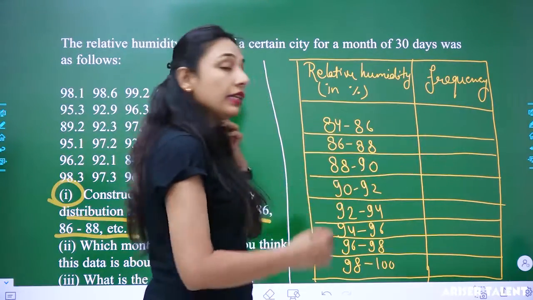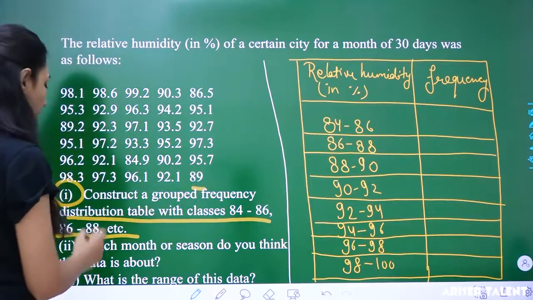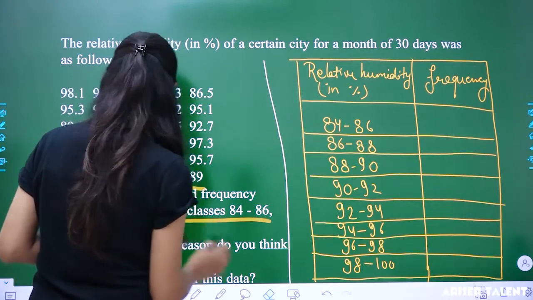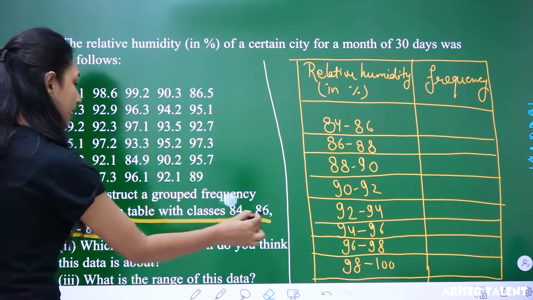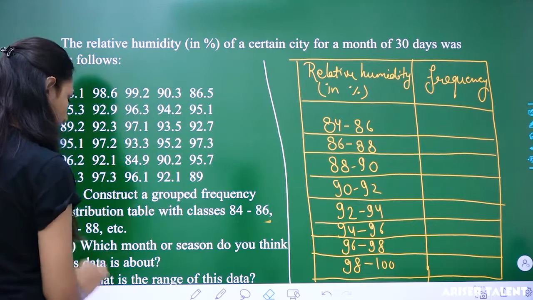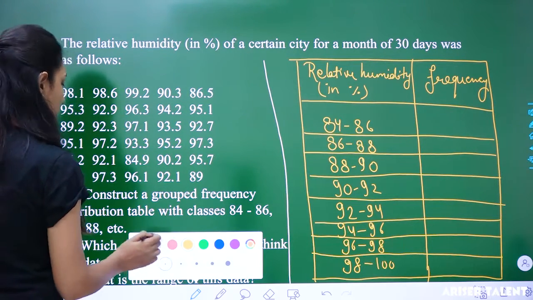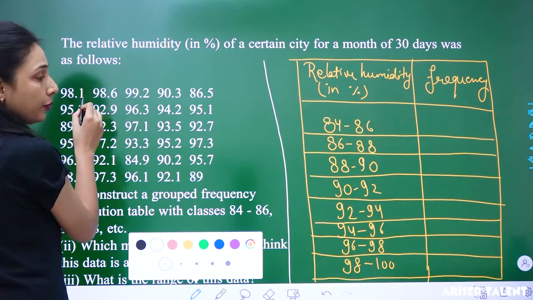What about the frequency? 84 to 86. So what we are going to do? We can also have our tally mark technique here. How we are going to use it? See here, 98.1.